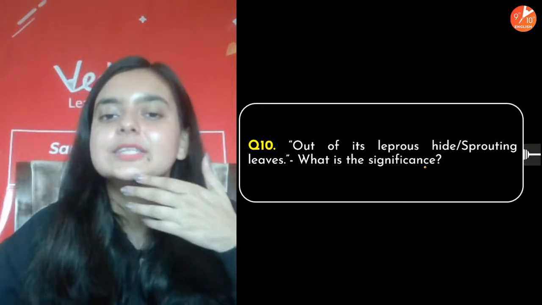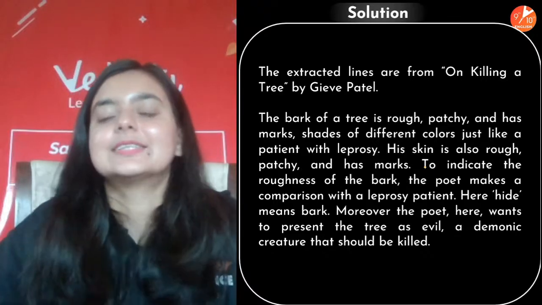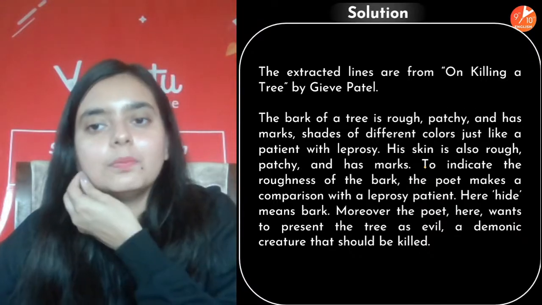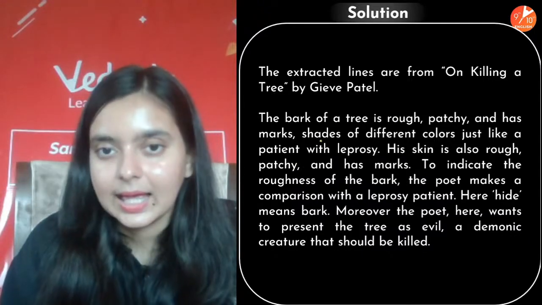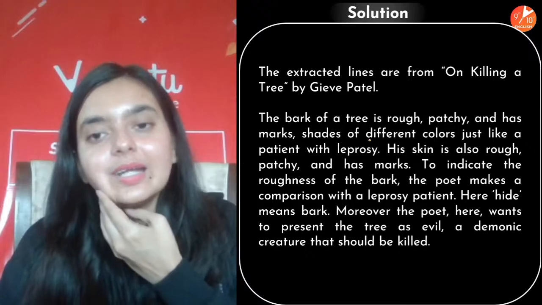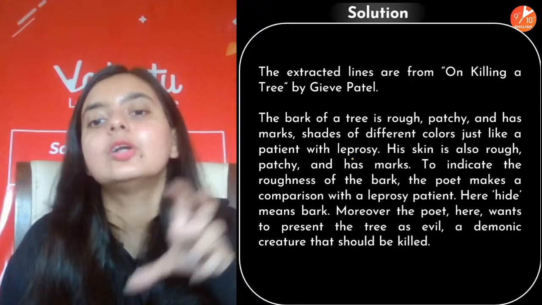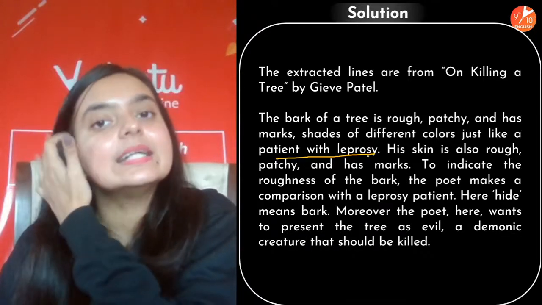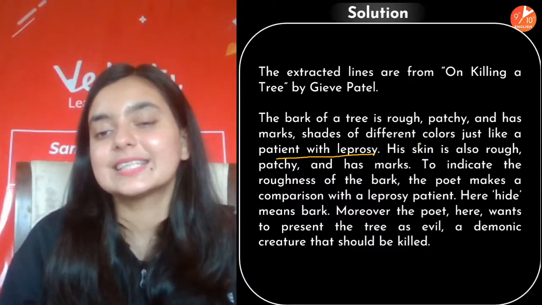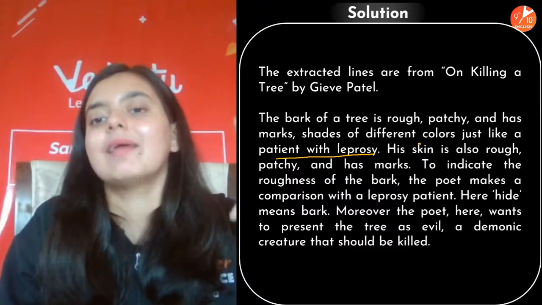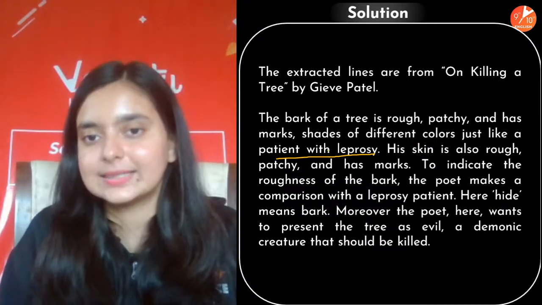Come on, everyone. Please respond to this question. All right. So these lines are definitely extracted from this poem, Killing a Tree by Jeev Patel. The bark of a tree is rough, patchy, and has marks. The bark of the tree, with shades and with marks and different colors, is compared to a patient with leprosy. Leprosy is a disease, right? So when in leprosy, the skin becomes patchy and it has marks. So the marks which are there in the bark of a tree are compared to those marks. Okay, so that's a comparison here.